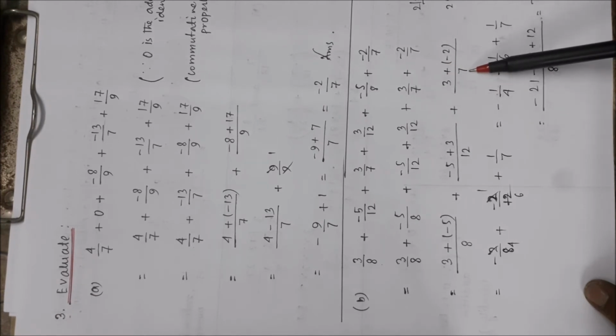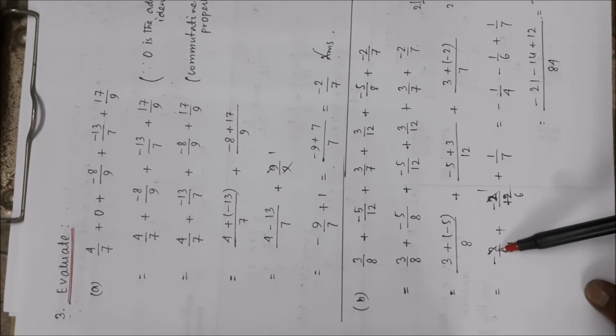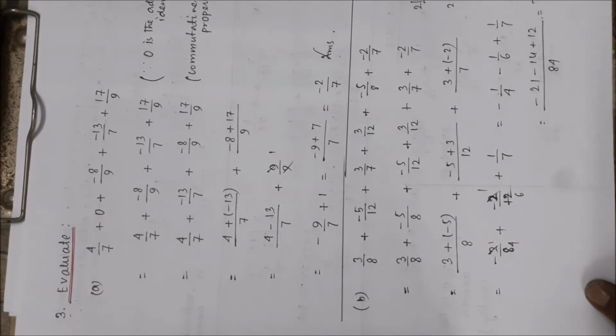Denominator same, so LCM will be 7. You will get 3 plus of minus 2, 3 plus of minus 5. That means 3 minus 5, which is equal to minus 2. So you will get minus 2 by 8. So you can cancel: 2 1s are 2, 2 4s are 8.